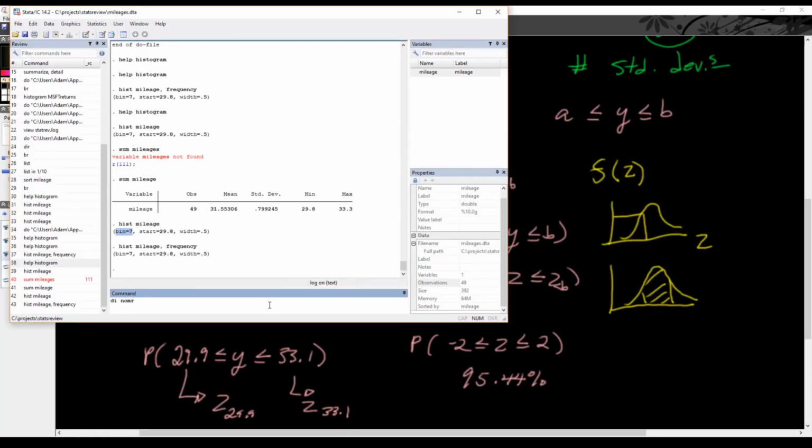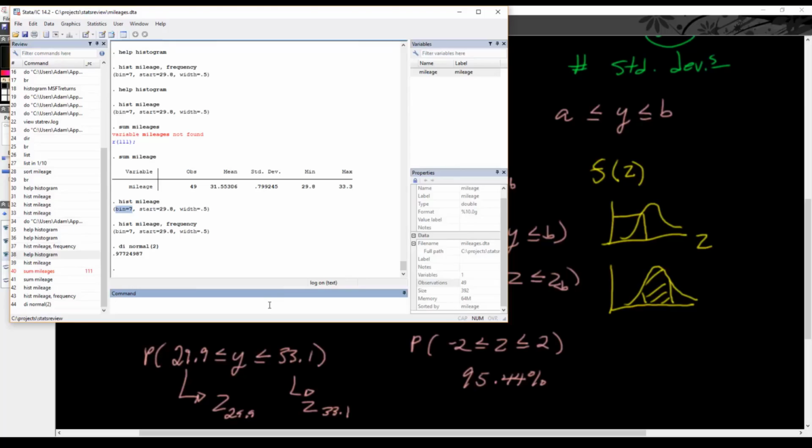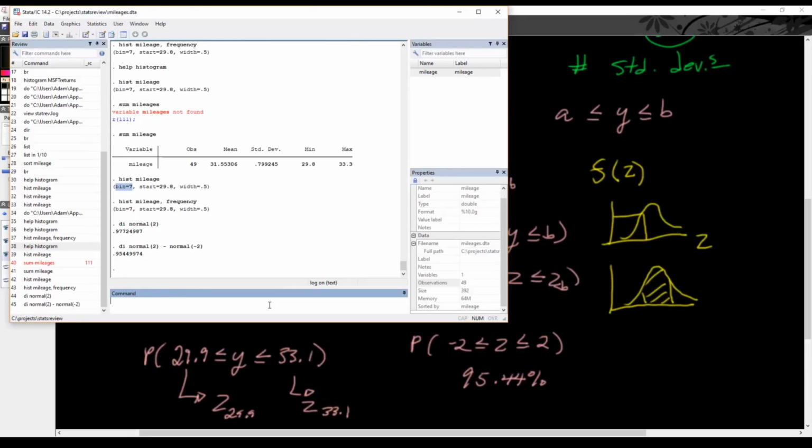So I'm going to type in display normal 2, and that gives me 0.9772498. That's the area under the normal curve in between negative infinity and 2. But I want the area in between negative 2 and 2. So I can put display normal 2 minus normal negative 2. And I get that same answer, 0.9544. Check it out.